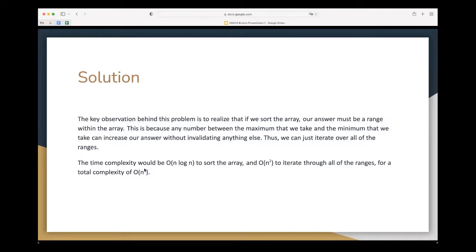Another solution would be to sort the array first. And once you sort the array, you realize that the answer has to be within a range. And then you can just iterate through the entire range to see whether it works. Yeah, that's another way to solve the problem. But I assume we have not many questions because everyone basically solved the problem. So let's move on to the next one.